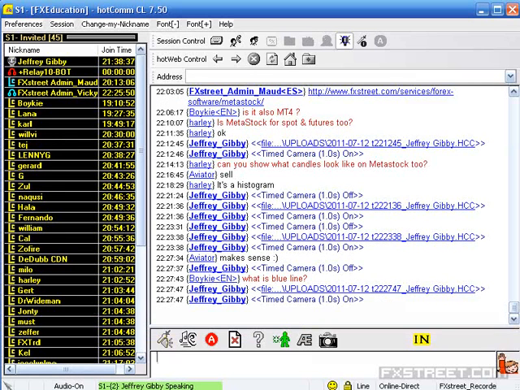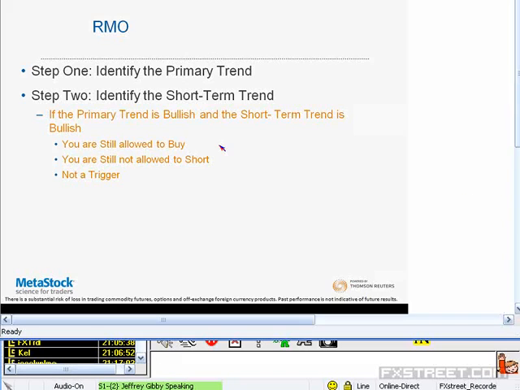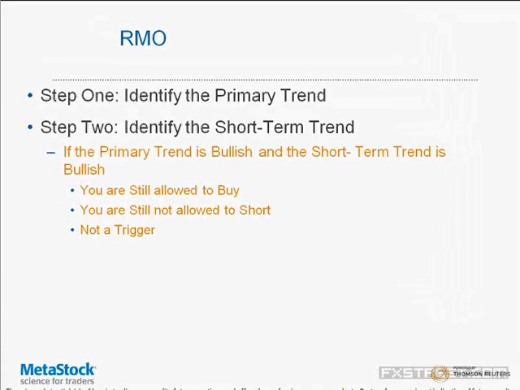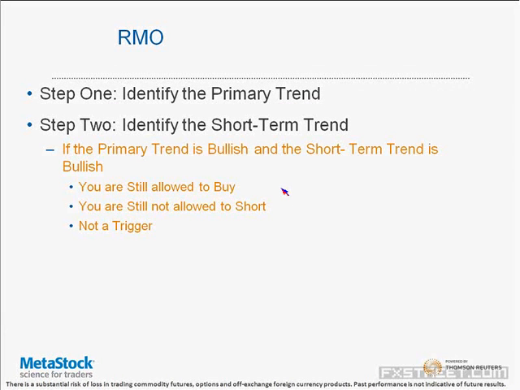Oh, the blue line, Boyke? We are going to talk about the blue line in step number 3. So we're just about there. Okay, so just to summarize the rules, again, this is very, very simple. We want the primary trend to be bullish and the short-term trend to be bullish. And when that happens, we're going to look to go long.